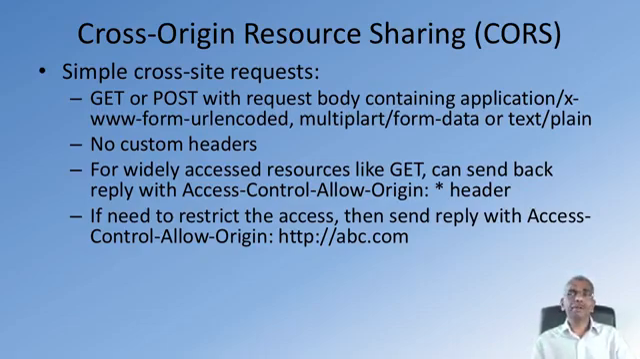So for example, for widely accessed resources, like for example, if you perform a GET request to a server in order to fetch the data in order to construct the UI, then maybe the GET request is acceptable no matter which origin that request is originating from. So in that case, your server will reply to the client saying Access-Control-Allow-Origin with the wildcard star here, meaning that any origin that originates the request is acceptable and the browser should allow the request to be performed to the server. Now, you can also restrict the access to the origin.